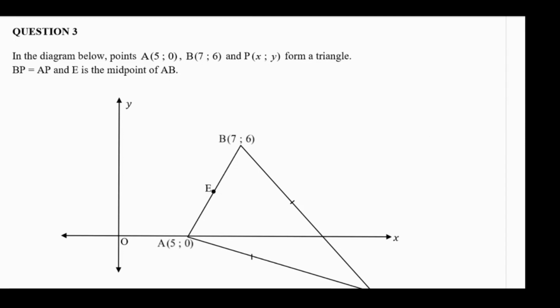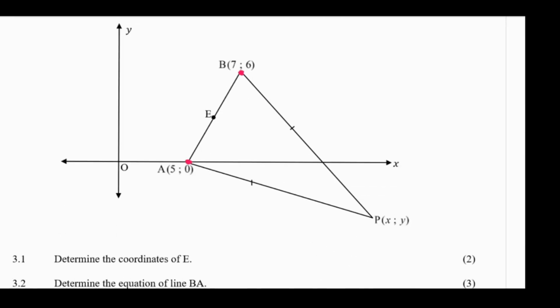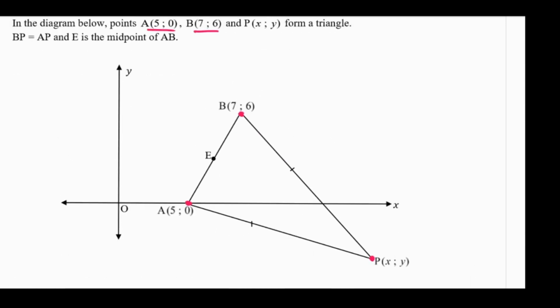Okay, so now we're going to do question 3. In this question, we are given point A, which is this one here in the diagram, and point B, which is this one, and point P, which form a triangle, which is this one here. And we are told that BP is equal to AP. So this side AP is equal to BP, right?